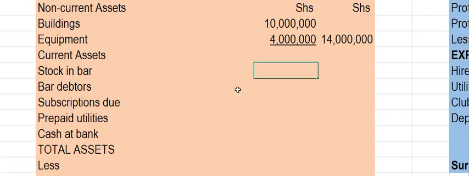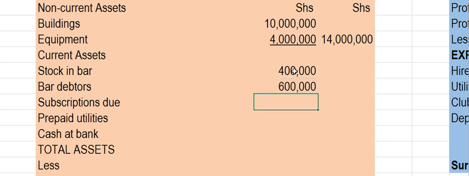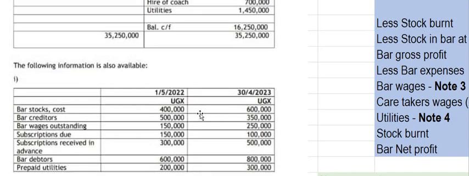You still include them in your working here for the accumulated funds. So stock in bar, that is 400,000. The bad debtors, that is 600,000. Then you have subscriptions due, which is 150,000 as per the information. Then you have prepaid utilities, which is 200,000. Then cash at bank balance, you move to the receipts and payments account.